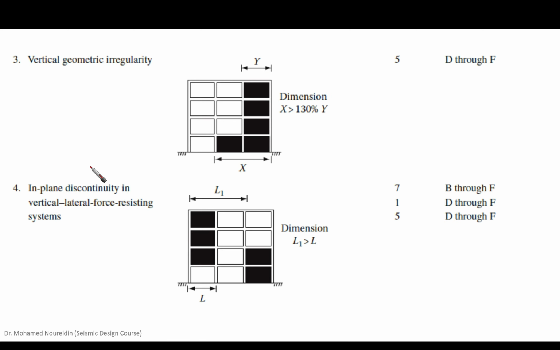And then if we have vertical geometric irregularity, which is having something like this, where we have Y, this is the main lateral resisting system. It starts with length X and ends at the top with length Y. This means that the dimension X here is larger than 130% of Y. This means that we have vertical irregularity type 3. Okay, so we can go here.